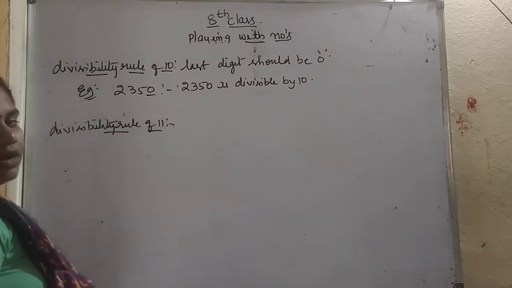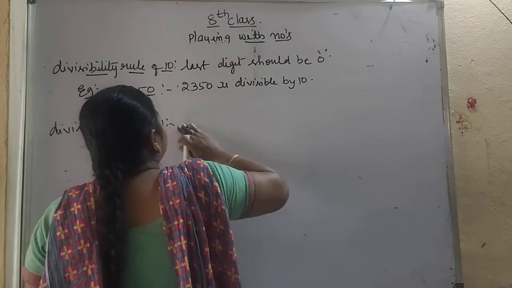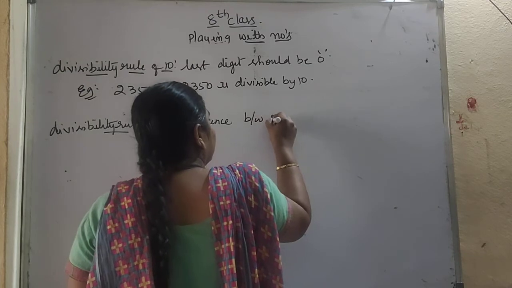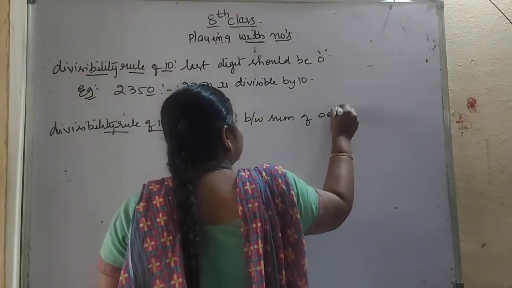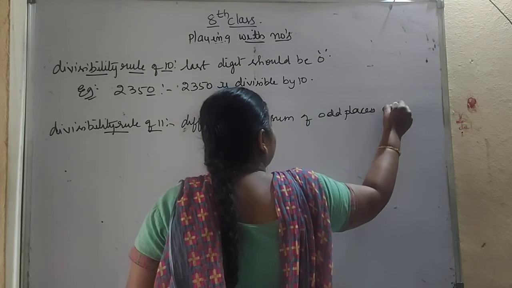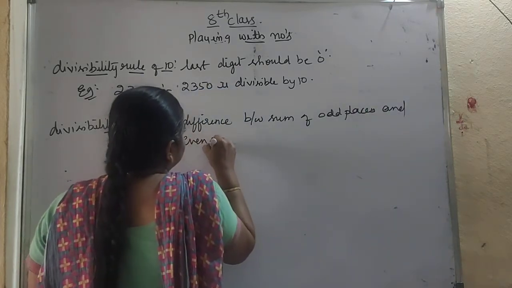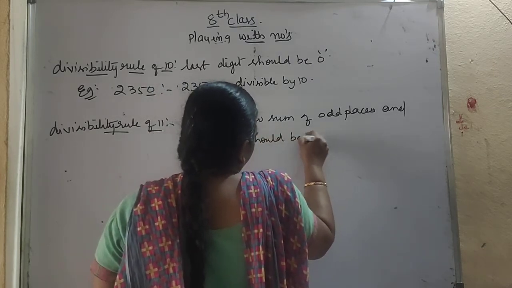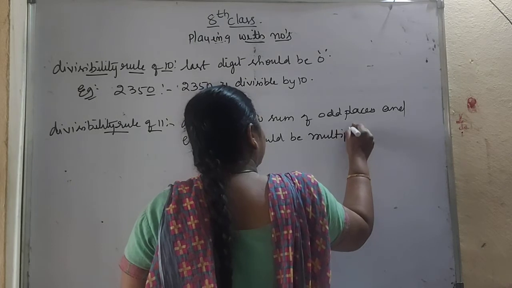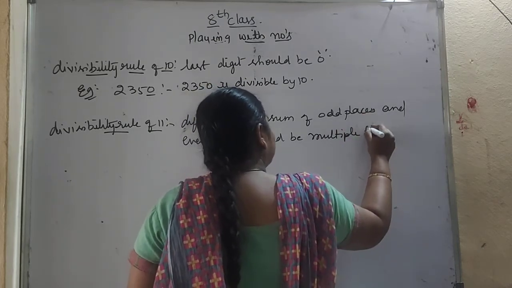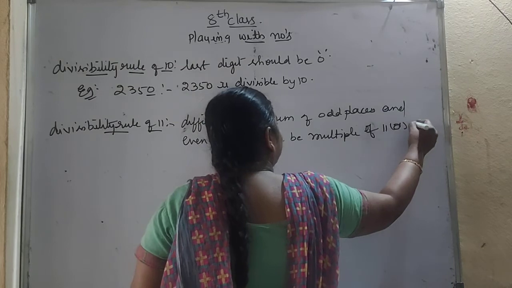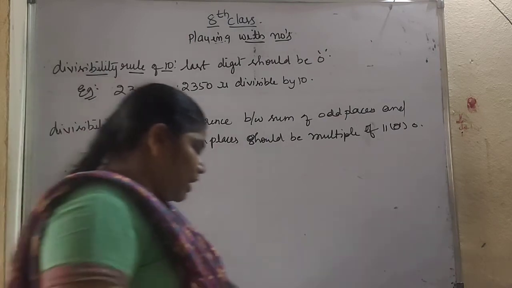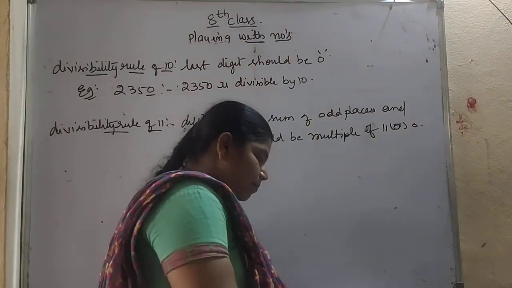What is divisibility rule of 11? The difference between the sum of odd places and even places should be a multiple of 11 or it can be 0. So after doing the method, the result should be 0 or it can be a multiple of 11. Then only it will be divisible by 11.